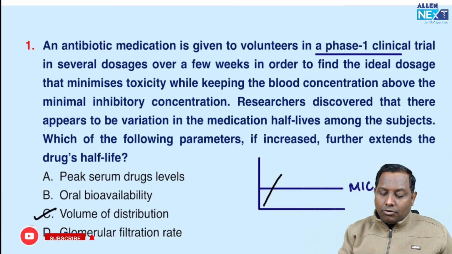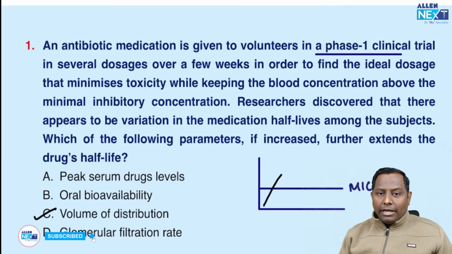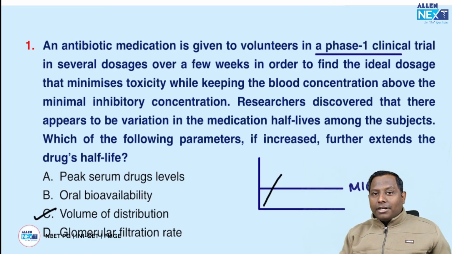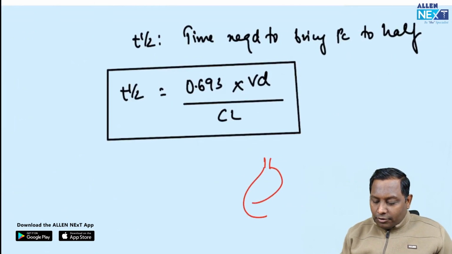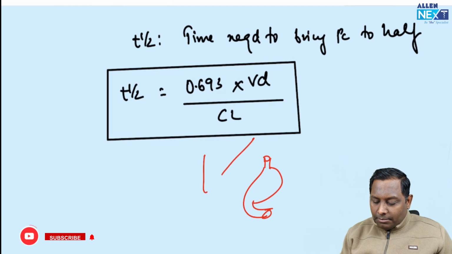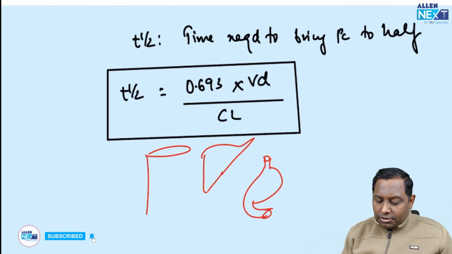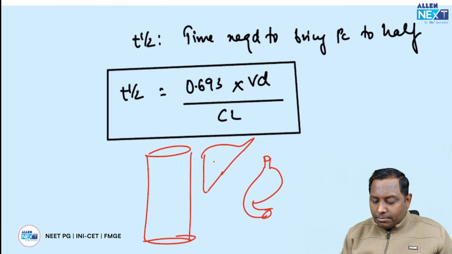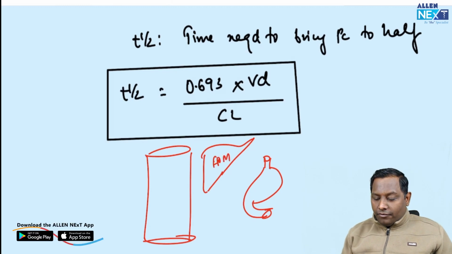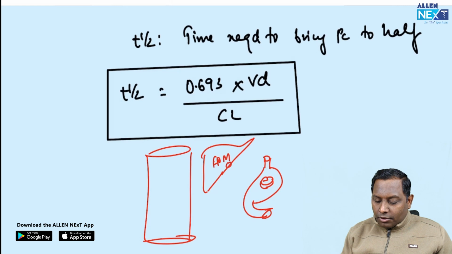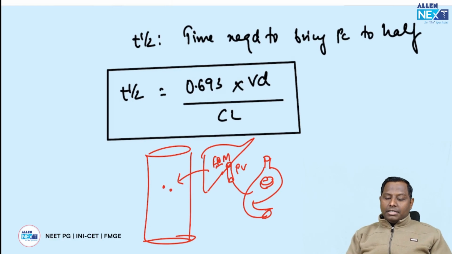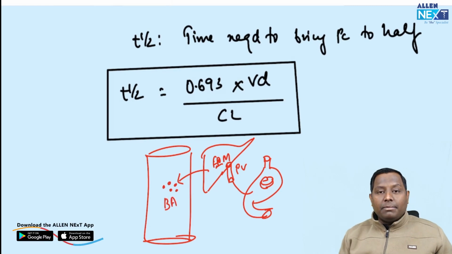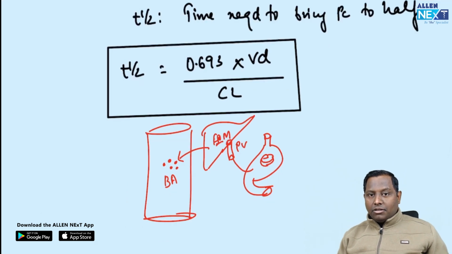Now let's read and rule out the other options as well. Oral bioavailability. What is bioavailability, guys? It is the amount of drug reaching the systemic circulation after first pass metabolism. If you give a drug orally, before it comes to the systemic circulation, it passes through first pass hepatic metabolism in the liver. Via the portal circulation, the drug reaches the liver and undergoes first pass metabolism, and the amount of drug reaching the systemic circulation after first pass hepatic metabolism is bioavailability. This is the basic concept.